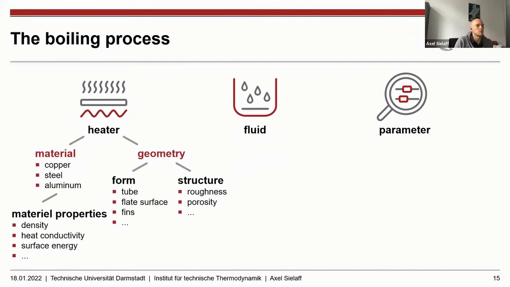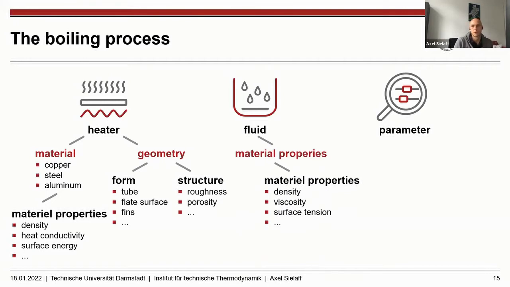The heater has a material, it could be copper, steel, aluminum, whatever. These materials have material properties: density, heat conductivity. The heater has some form, could be a tube or a flat surface with a structure, roughness, a porosity. The fluid for sure also has material properties like density, viscosity, surface tension. And we also have the boiling parameters like pressure, heat flux, gravity, orientation of the heater, and much more I haven't put on the slide.